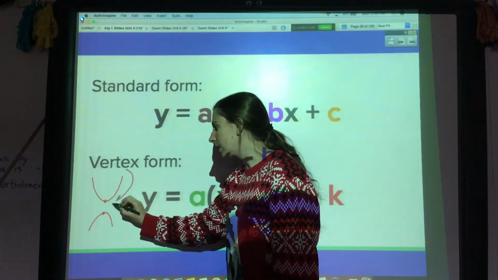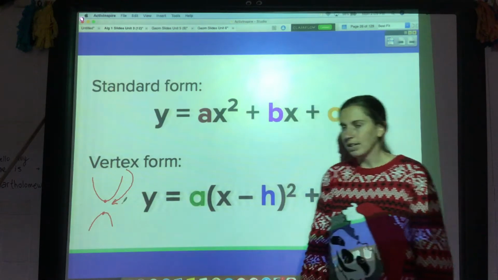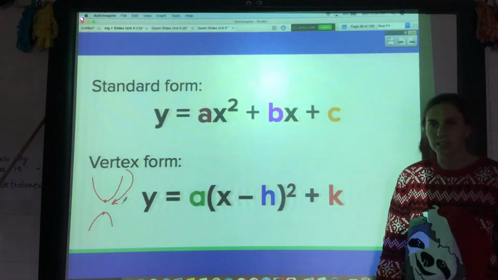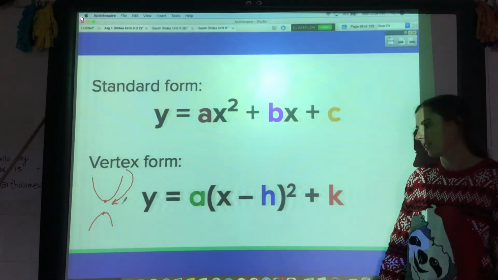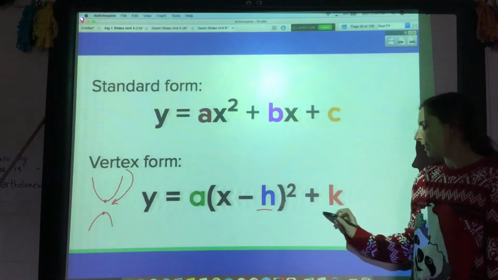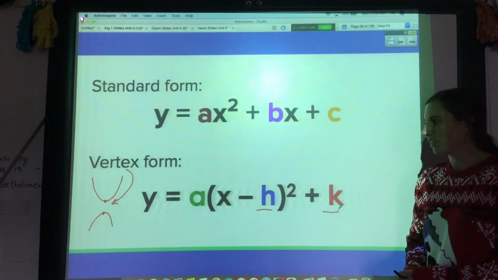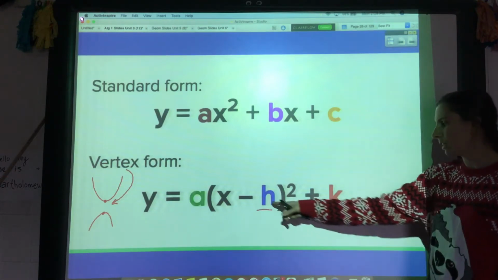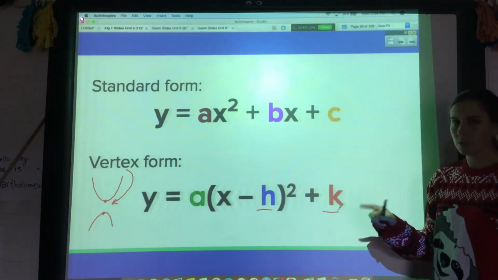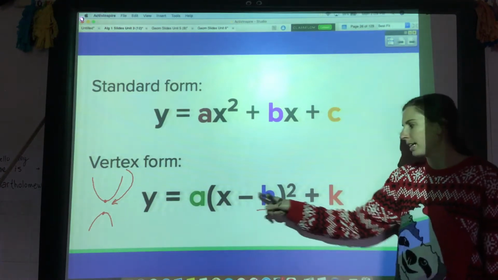That is the vertex. The reason we call this vertex form is because it literally tells you what the vertex is. The vertex is at (h, k). And you're going to see why. You maybe saw on the Desmos activity yesterday, but the vertex happens at (h, k). You have to be careful though, because it's minus h.